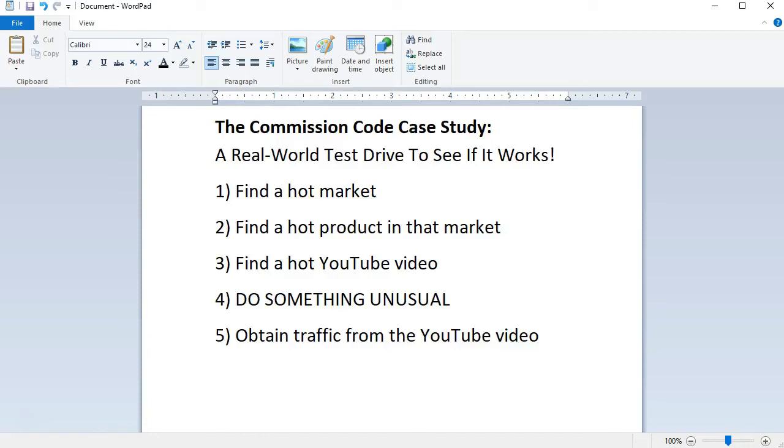Commission code case study, a real-world test to see if it works. There are going to be 5 distinct steps that are taken in this case study. The first step is to find a hot market.